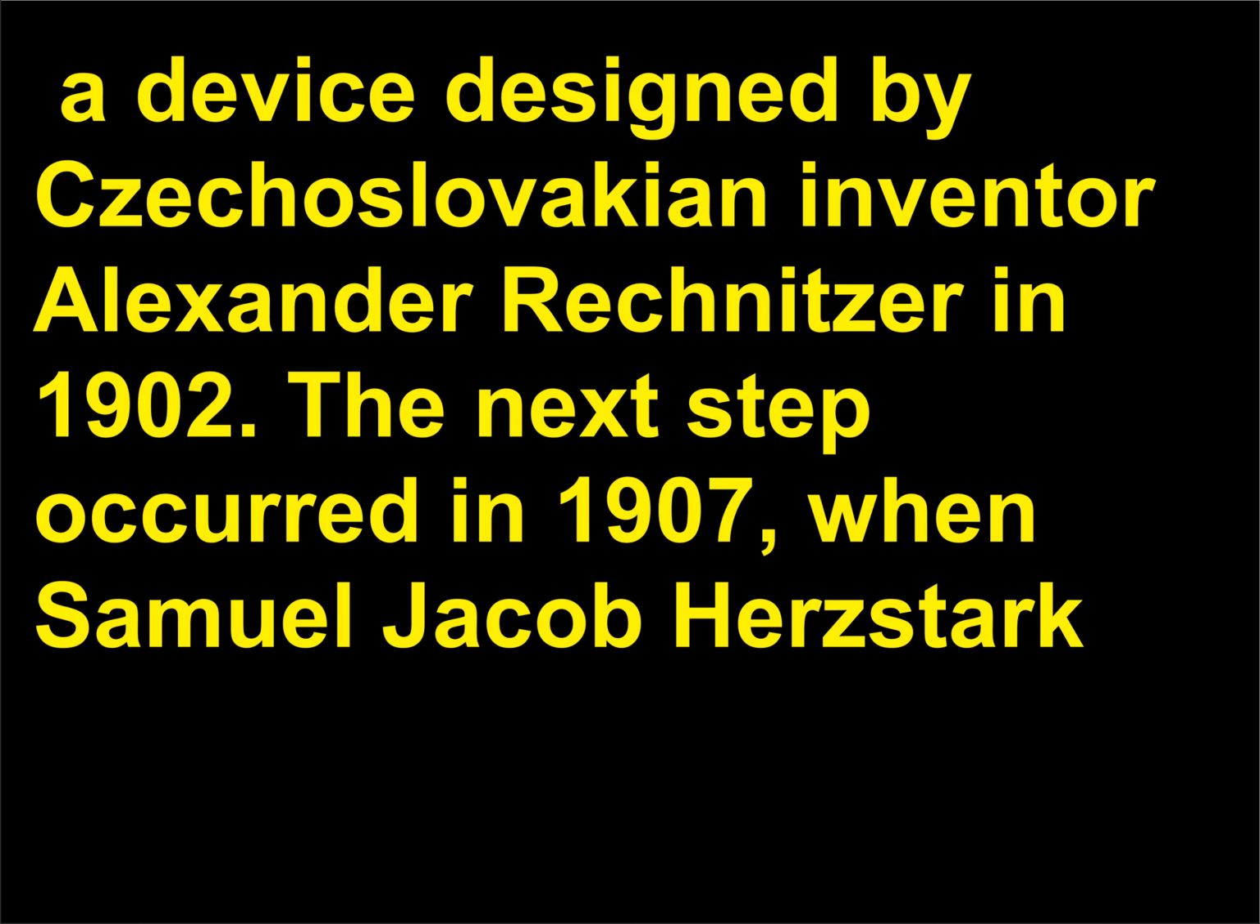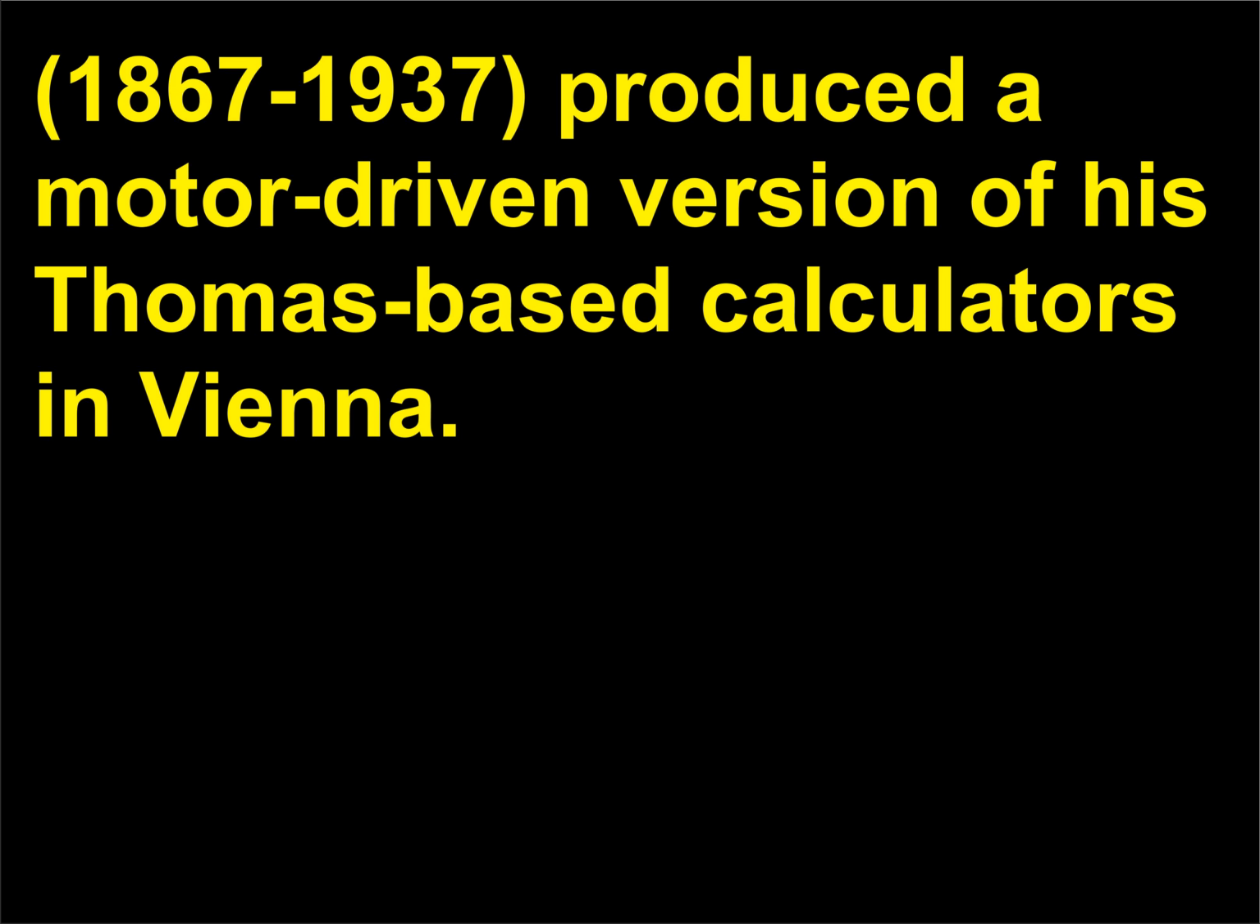Many historians believe that the first motor-driven calculating machine was the Intrebari, a device designed by Czechoslovakian inventor Alexander Rechnitzer in 1902. The next step occurred in 1907, when Samuel Jacob Hirsch Stark (1867–1937) produced a motor-driven version of his Thomas-based calculators in Vienna.